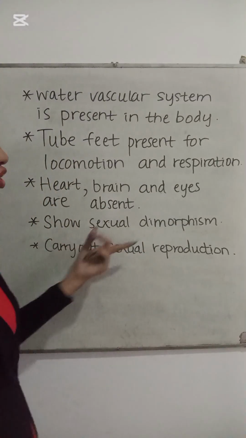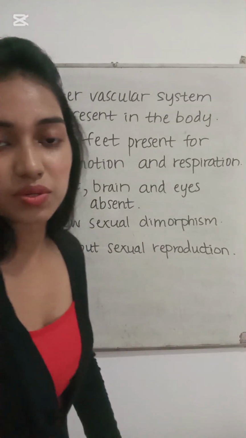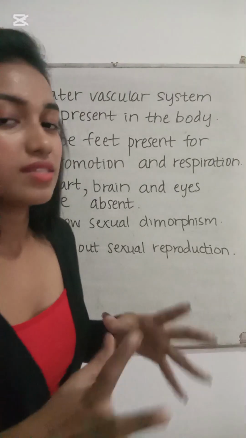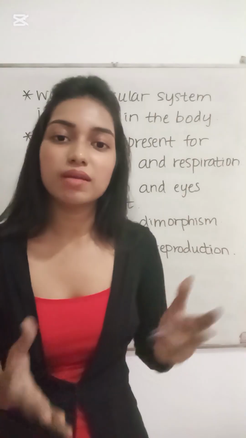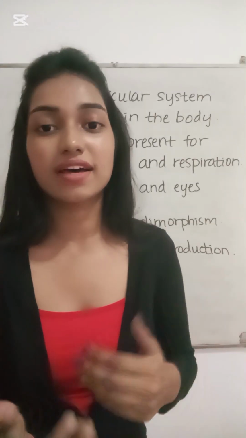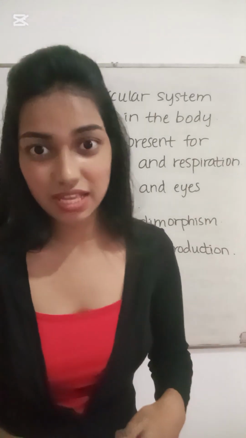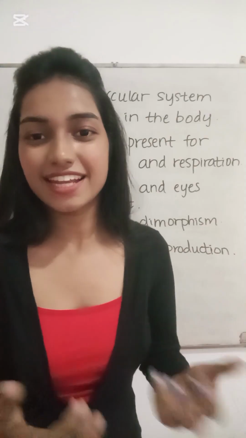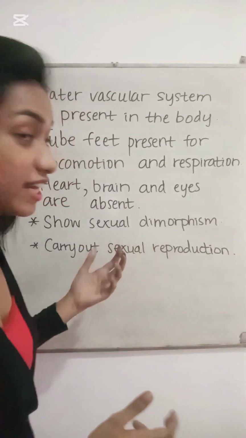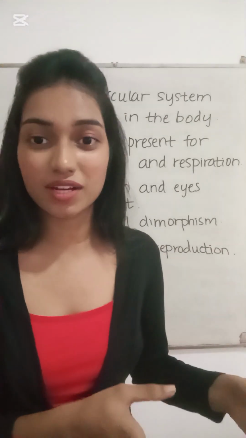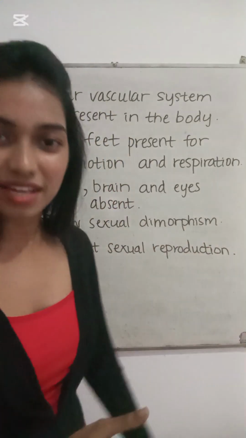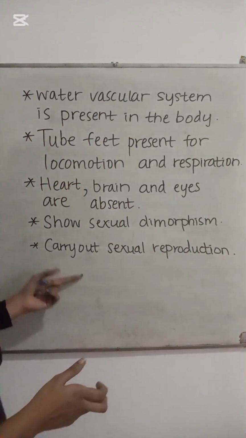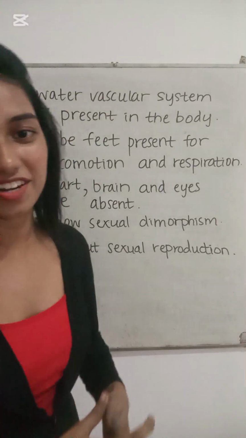They show sexual dimorphism. That means separate male and female organisms are there, and between male and female organisms there are several physical differences in color, in size, and in structure. Right, so we can clearly identify which is a male organism and which is a female organism. That is known as sexual dimorphism. And remember, they carry out sexual reproduction. And that's all about invertebrates.